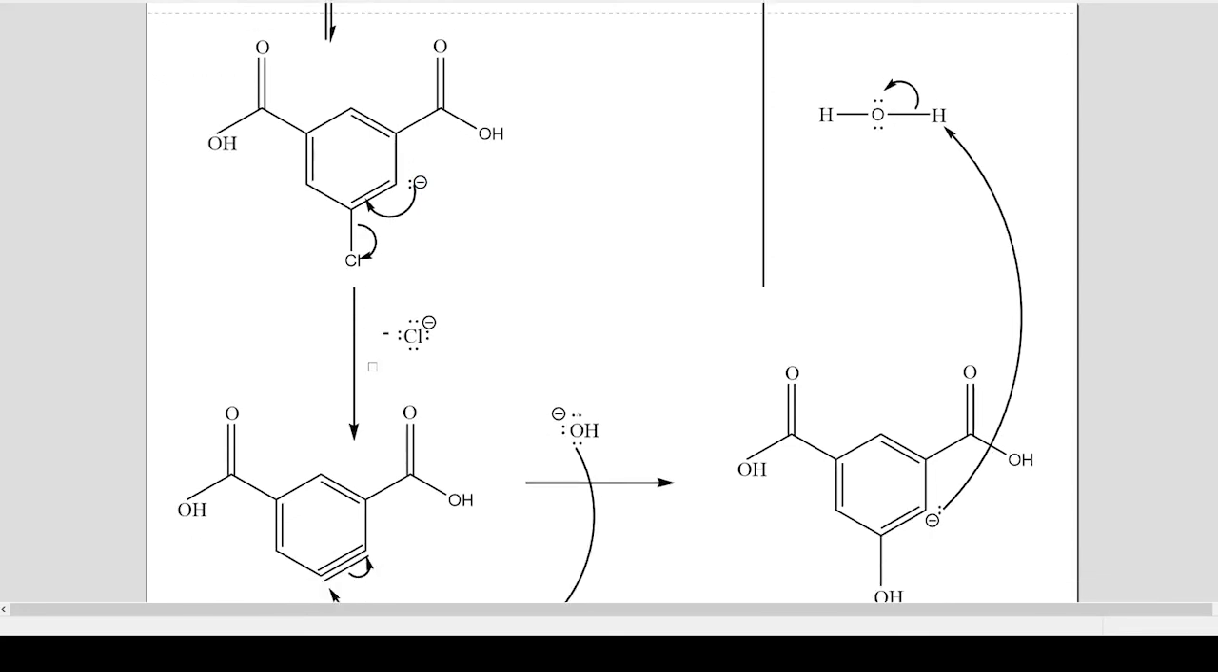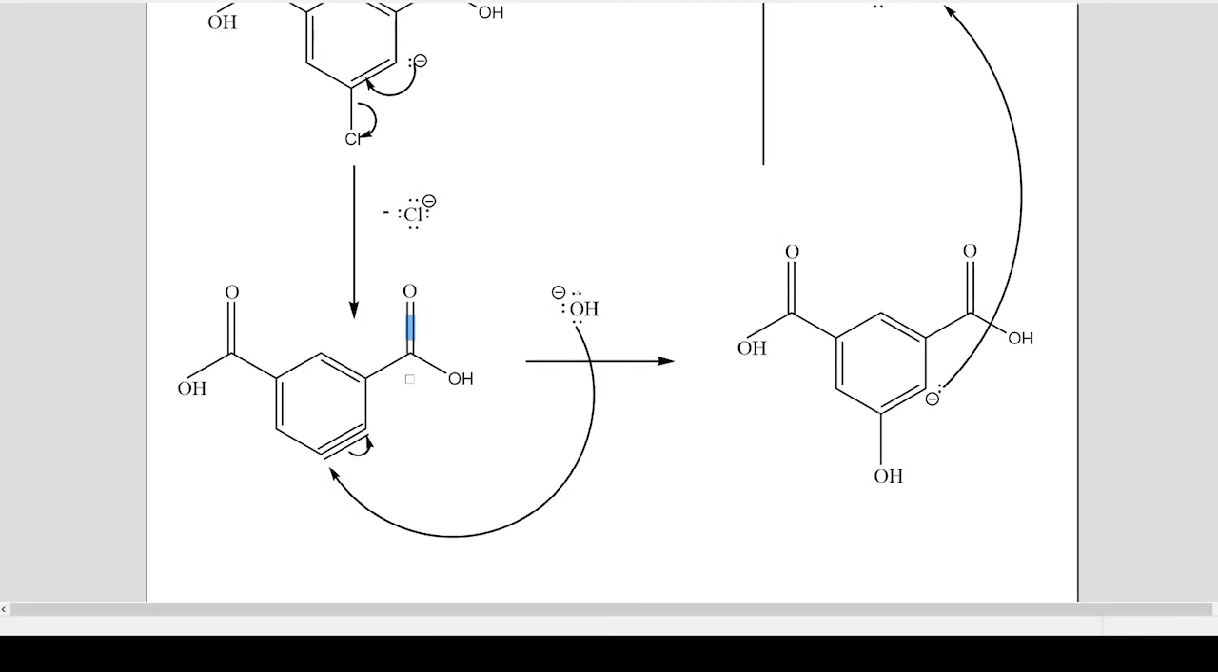So this bond has to be broken and this group has to go away. Chloride is a good leaving group. It is leaving, taking the electrons with it. It now has an octet, so it's leaving happily. The product of the elimination is this benzene derivative. It has a triple bond here on a ring.